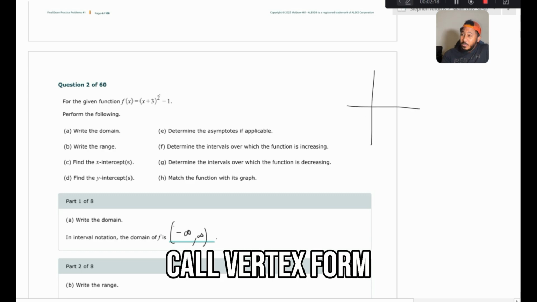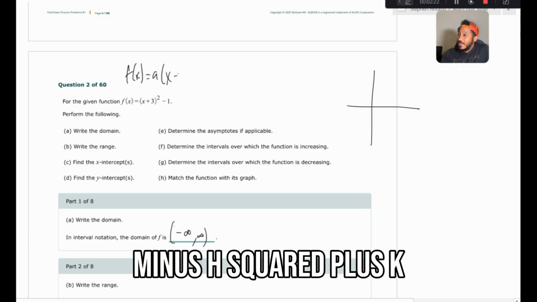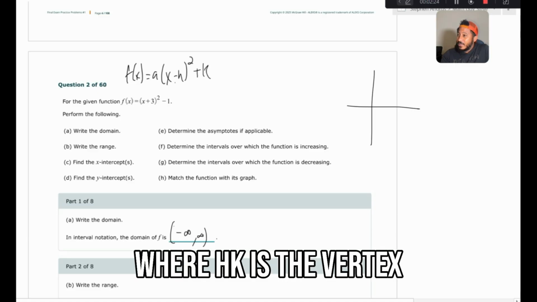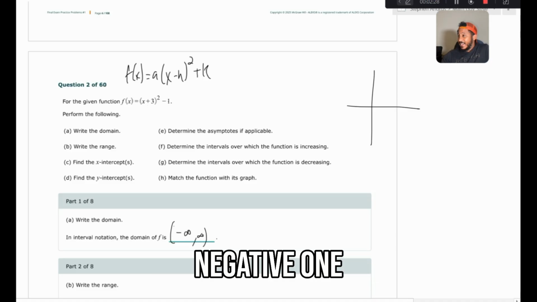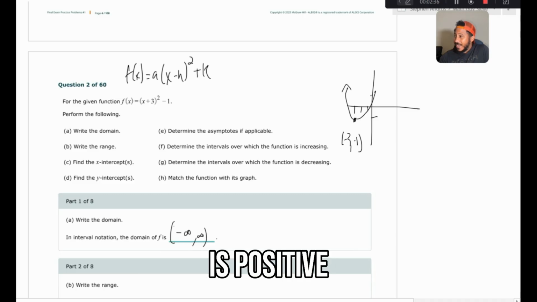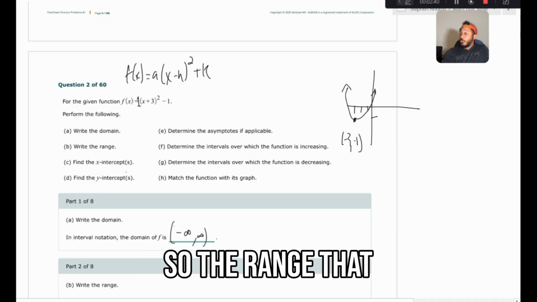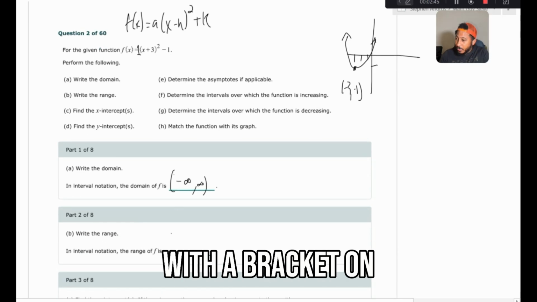And so this is what we call vertex form. That's f of x equals a times x minus h squared plus k, where h, k is the vertex, right? So here the vertex would be negative 3, negative 1. So here is our vertex, and again, it's opening up because that a is positive. So the range is from negative 1 to infinity, okay, with a bracket on negative 1.